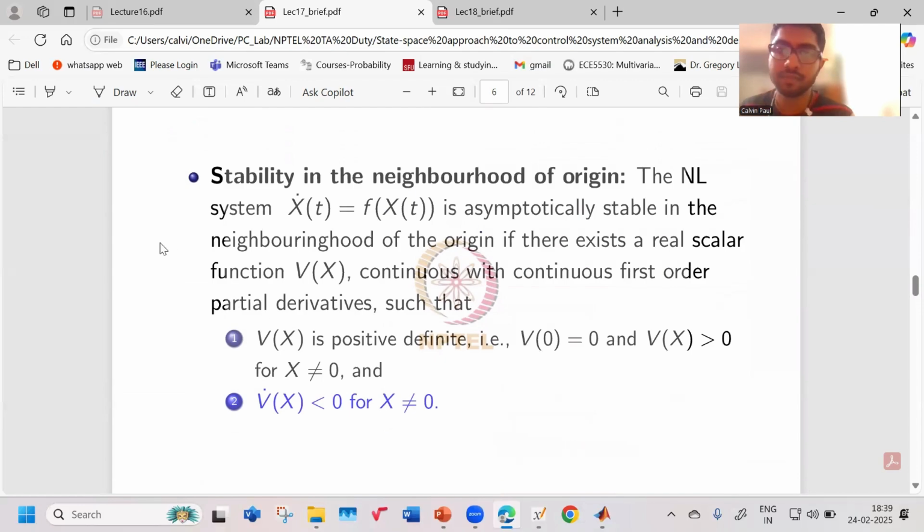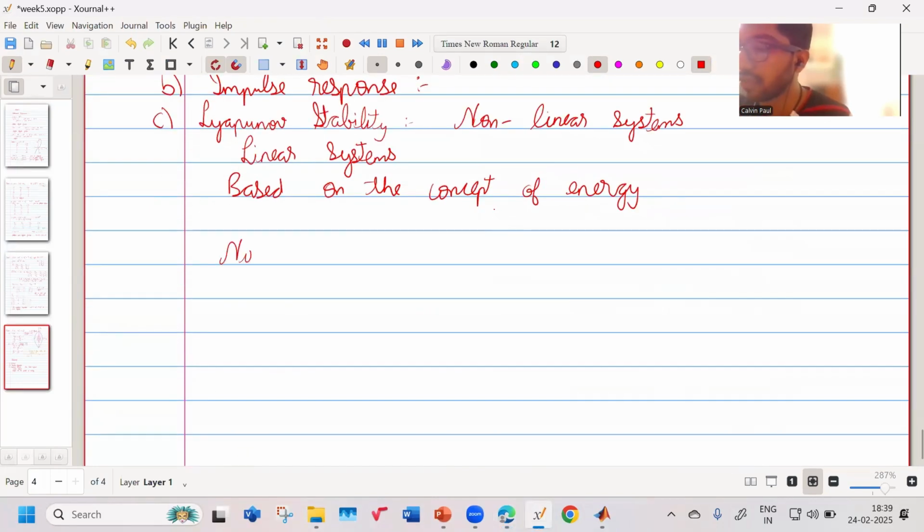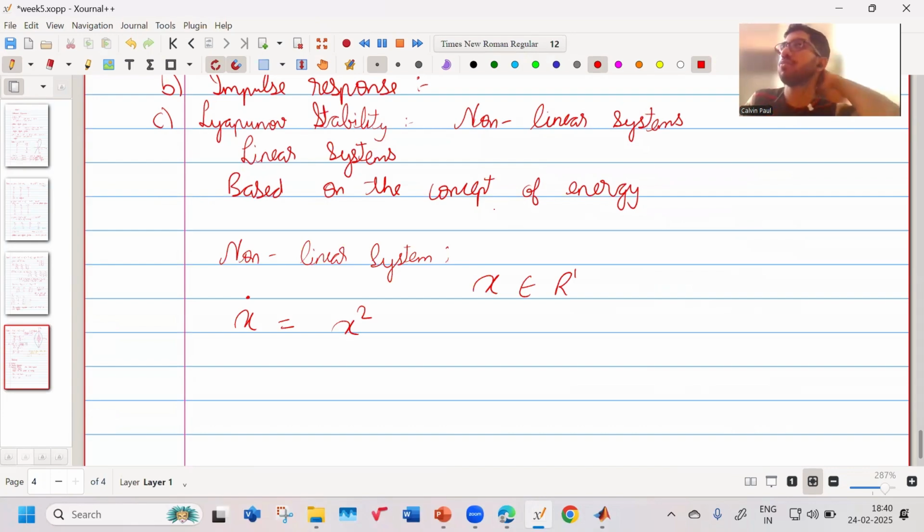So what it says is, I have a nonlinear system. So what is an example of a nonlinear system? Let us consider a simple scalar system where x belongs to R1. That means x has only one dimension. So let us say x dot is equal to x square, right? So this is a non-linear system because it is raised to the power 2. So it is no more linear, it is non-linear, right?